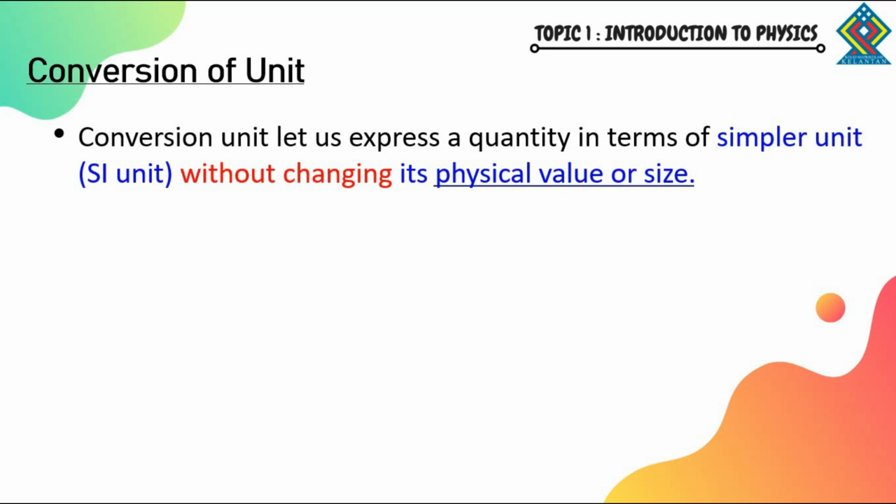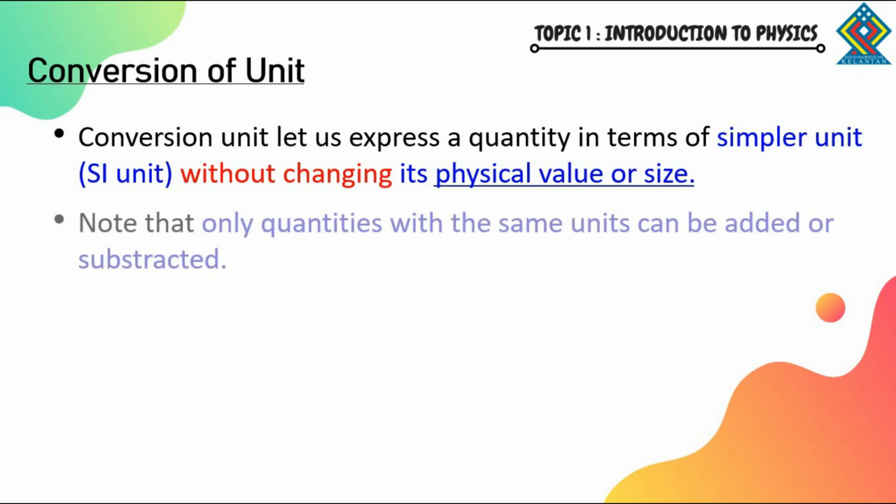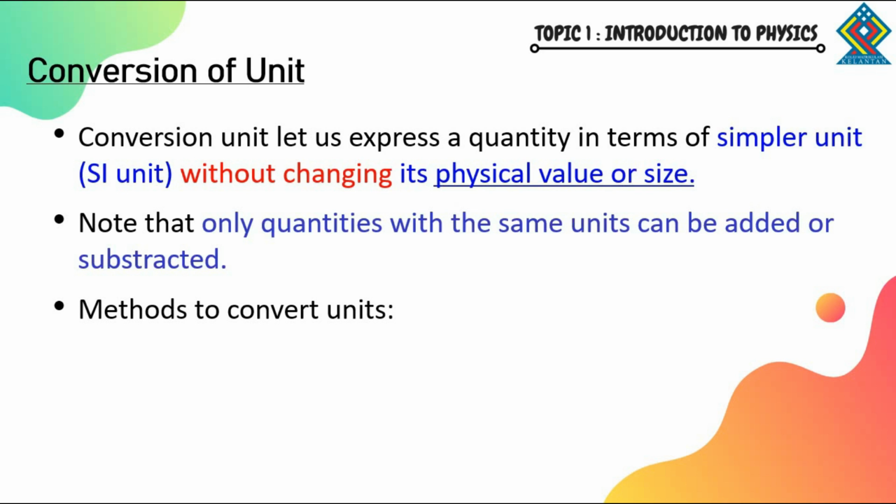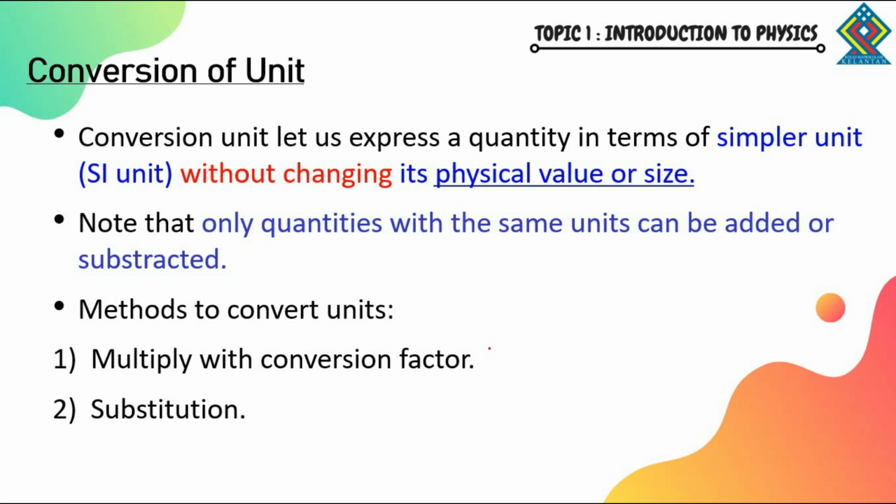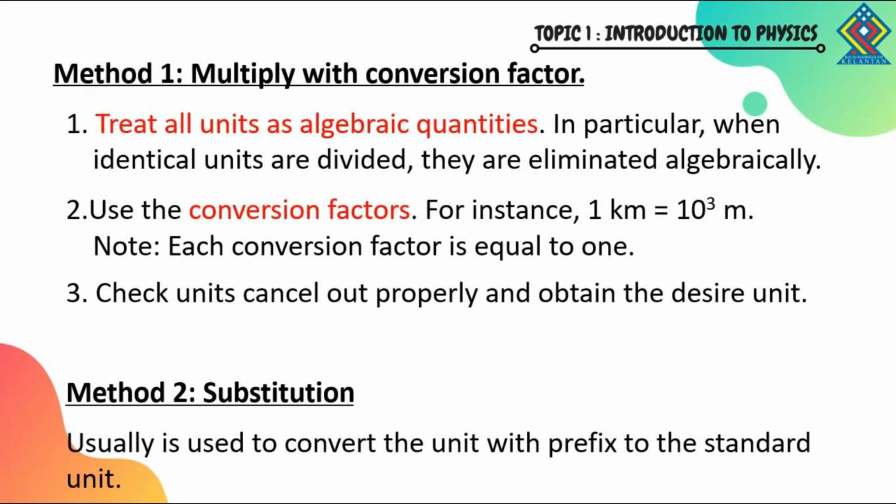Conversion unit. The purpose of conversion unit is to let us express a quantity in terms of simpler unit. Our focus is for SI unit without changing its physical value or size. Note that only quantities with the same units can be added or subtracted. There are two methods to convert the units. The first one is multiply with the conversion factor. This is the recommended method. And the second one is the substitution. Here is the explanation for this method.